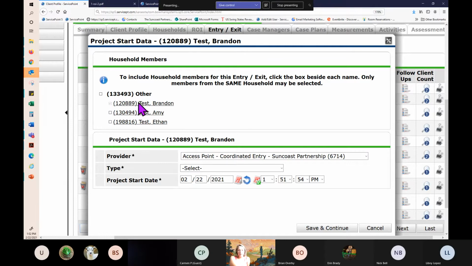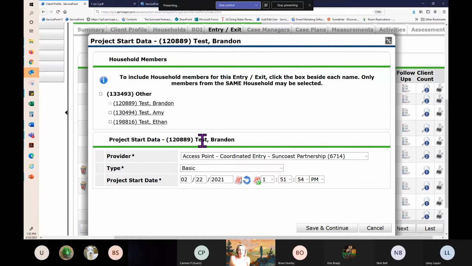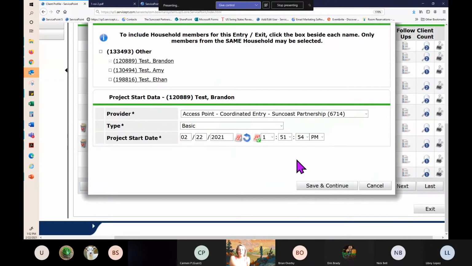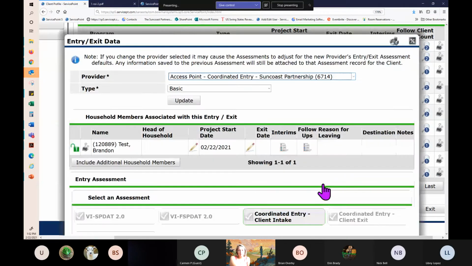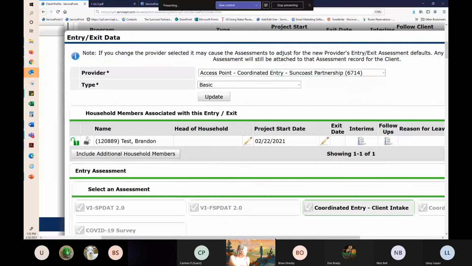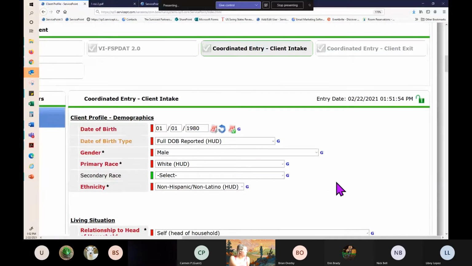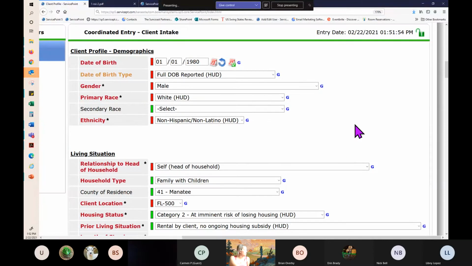So we have Brandon, he's our head of household. This is our provider, and our type is always going to be basic for our clients. So we've got access point, basic, and today's date. We are going to save and continue. Okay. From here, we're going to scroll down.